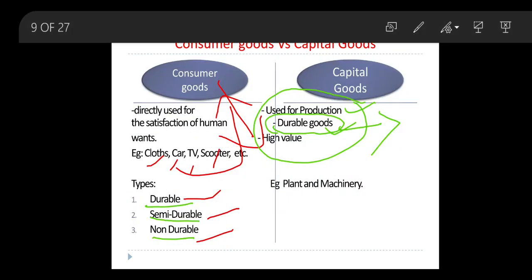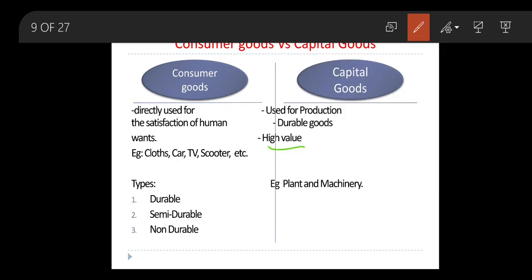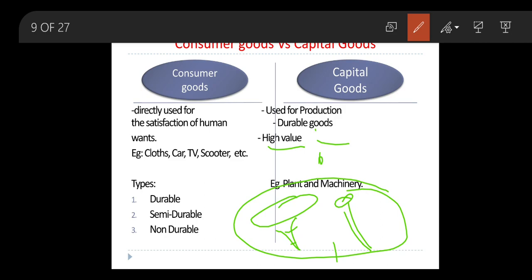Now let's move on to the third criterion of capital goods: high value. Capital goods must be expensive. It must possess high value. For example, nuts, screws, nails. These are also used for further production and can be used for a long period of time, but they are not expensive. They are cheap. So these goods are not capital goods.